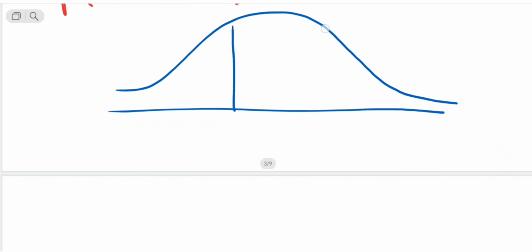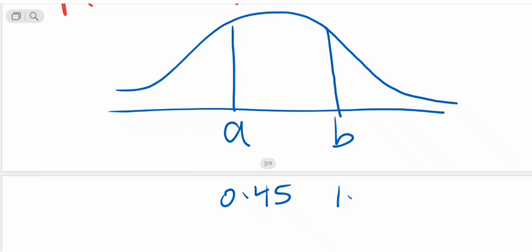Now the next possibility: they give you two values of z, A and B. A can be any number. For example, A is 0.45 and B is 1.31. This is the value of A and B. It can be any number, it depends upon the question.